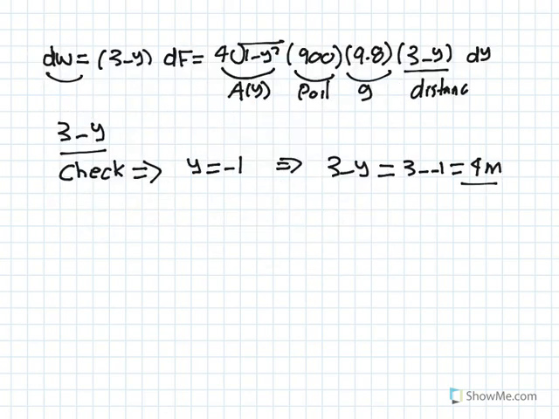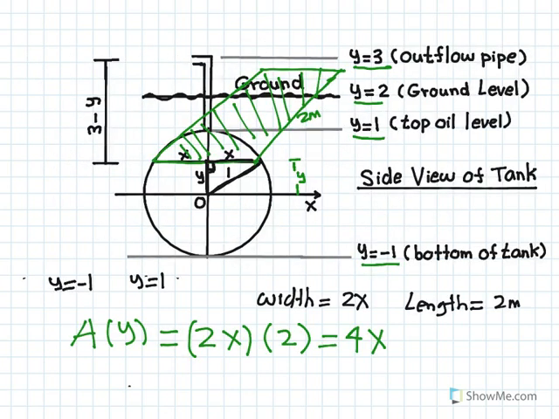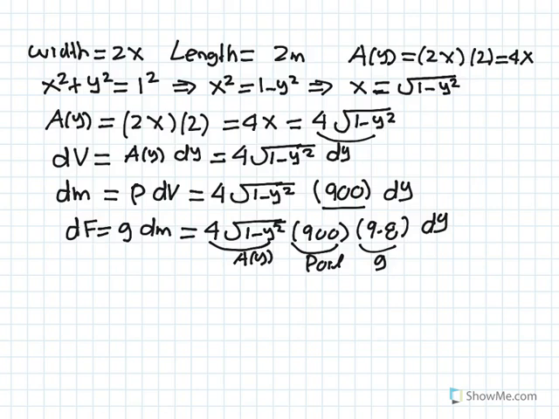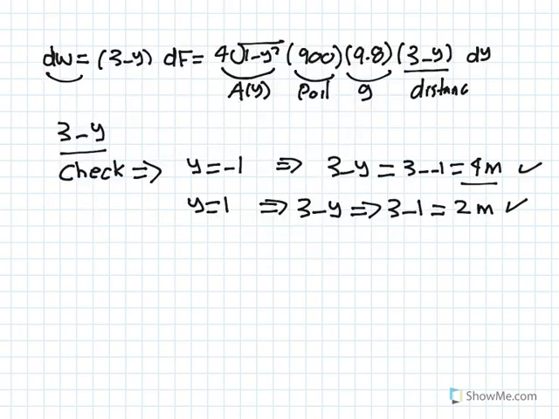Now let's look at y is equal to 1, the top of the tank. Plug it into 3 minus y, and we get 3 minus 1 is equal to 2. Does this make sense? Let's go back to the diagram. The top of the tank is 1 meter below the ground, and the ground is 1 meter below the outflow pipe. 1 plus 1 is 2, so the distance from the top level of oil to the outflow pipe is simply 3 minus 1, which is 2 meters. That also checks out. And if this distance 3 minus y works for the bottom slice and the top slice, it has to work for all slices in between.